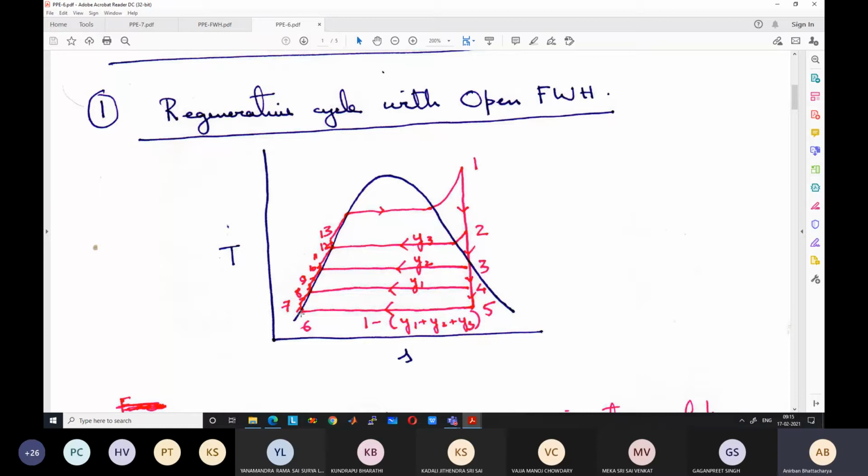Now this entire liquid water is pumped to the pressure equal to P4. Okay. So P7 is equal to P4. So they mix together. So the water goes from 7 to 8 and the steam comes from state 4 to 8. Okay. So the entire latent heat is released by the steam and that increases the temperature of the water from 7 to 8. So after they mix together, they are at state 8.